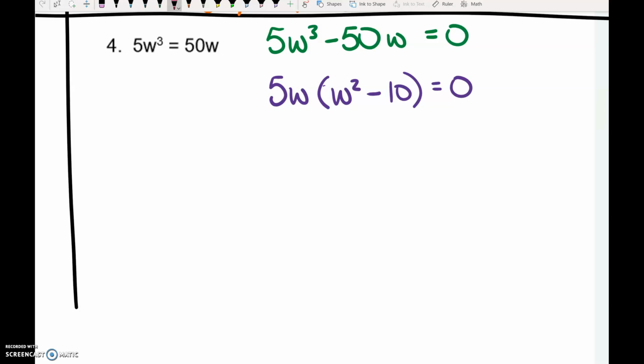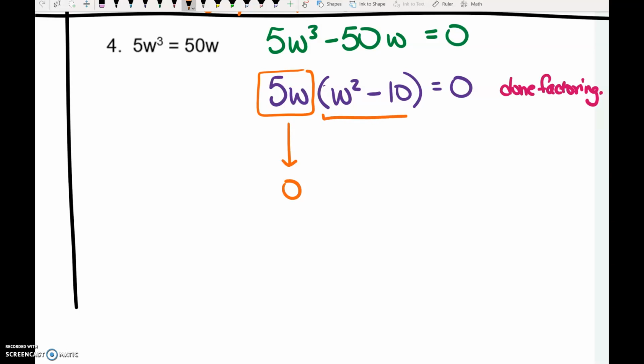All right, then I get ready to factor. I see w squared minus, so I'm assuming it's difference of 2 squares. But what's the square root of 10? That's not a perfect square, so it's actually factored. So now we move to the solving step. If 5w had to be 0, 5 times what is 0? 0. Anytime you have a monomial term in front of the parentheses with a variable in it, one of your solutions is 0.